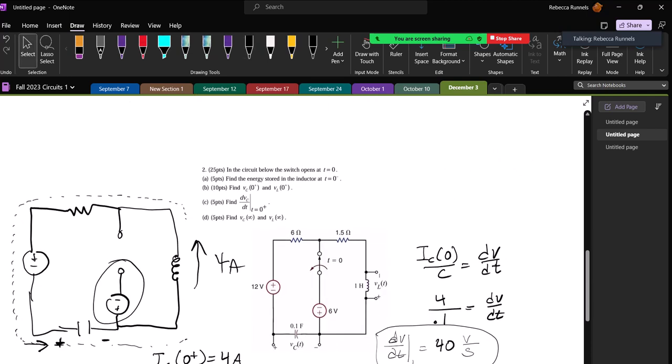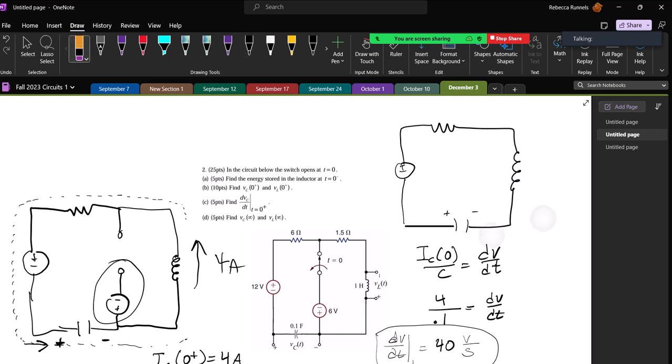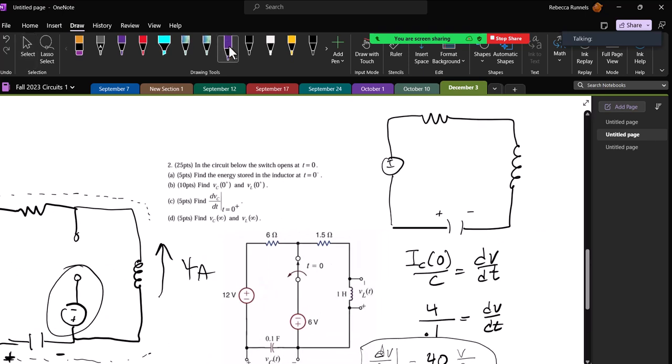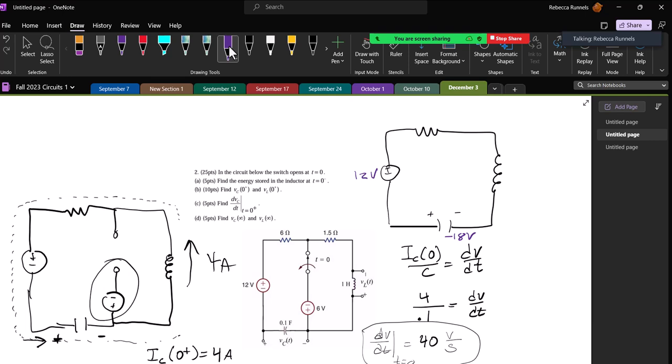I do have this circuit here, so I know that I had this plus, this minus. This was minus 18 volts. We found that. This is a voltage source that is 12 volts. We know that the current, am I missing a resistor? I think I am, yeah. We have a 6 ohm resistor, and I have a 1.5 ohm resistor.